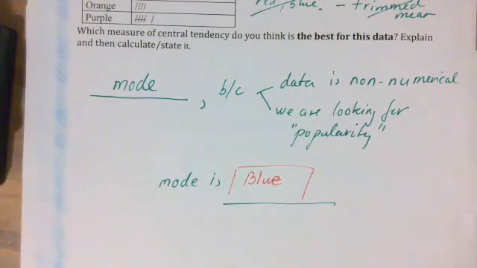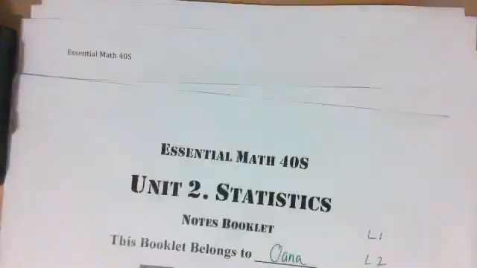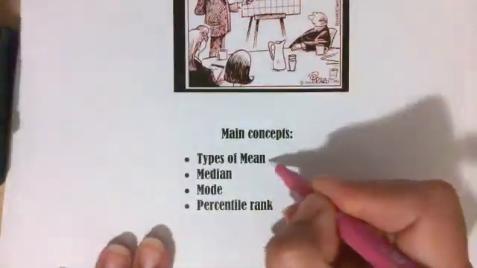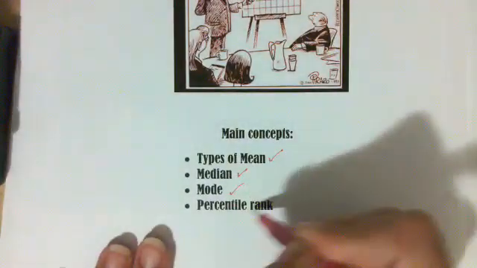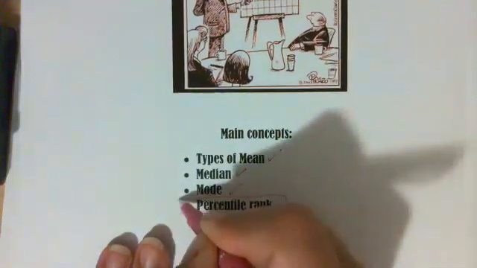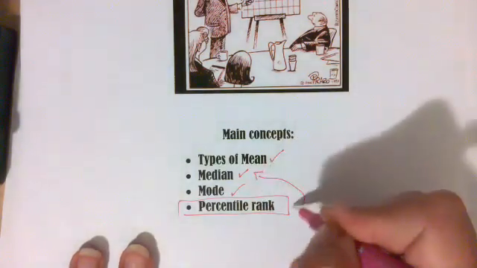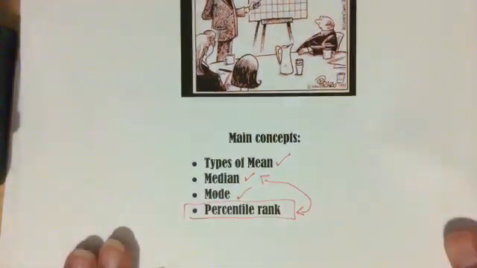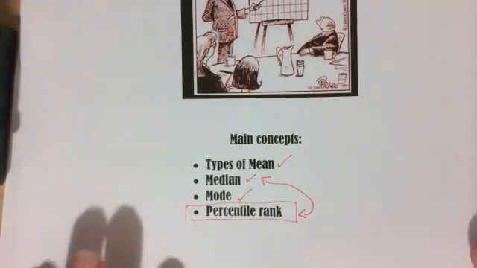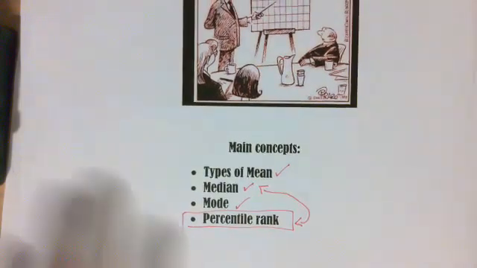Yes. Good job, everyone. This is it. So next class, we just have one more lesson to do, percentile rank. If you look at your first page here, we've done types of mean, we've done median and mode. All we have to tackle is percentile rank. And these two are related, the median with percentile rank. It's kind of a similar way of looking at halfway through the data set.